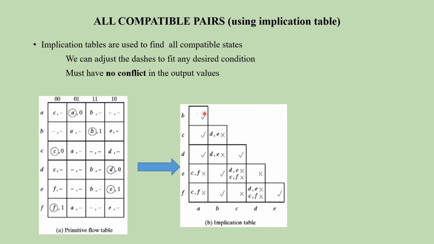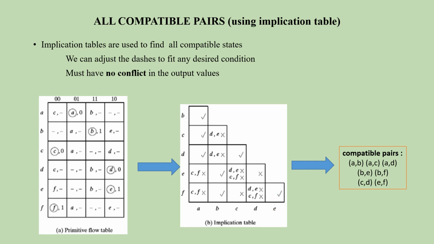The remaining tick marks have to be considered as the compatible pairs. Now we can count how many compatible pairs are there. 1, 2, 3, 4, 5, 6 and 7. So these are called compatible pairs. So what are the compatible pairs? AB, AC, AD and then BE, BF and CD, and EF, right? So these are the compatible pairs.